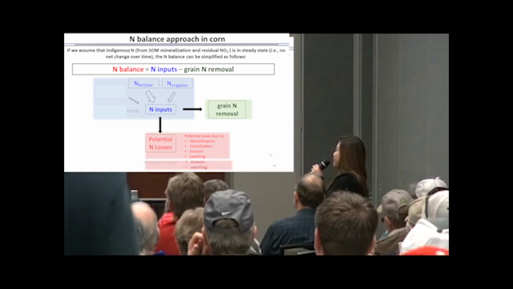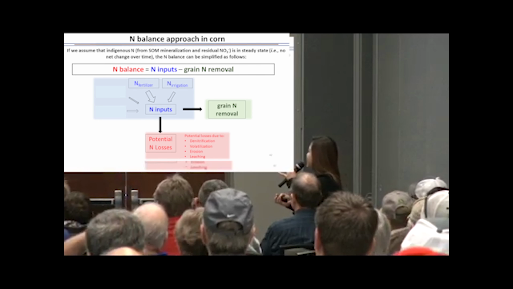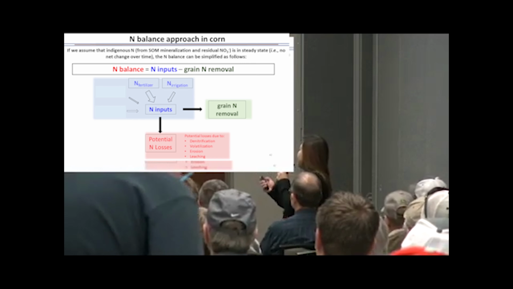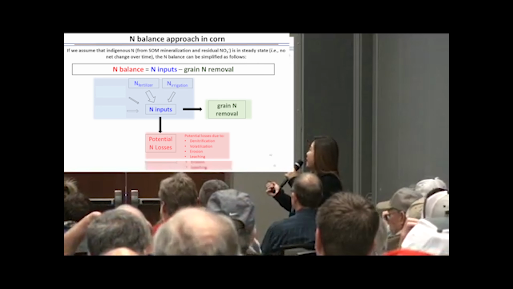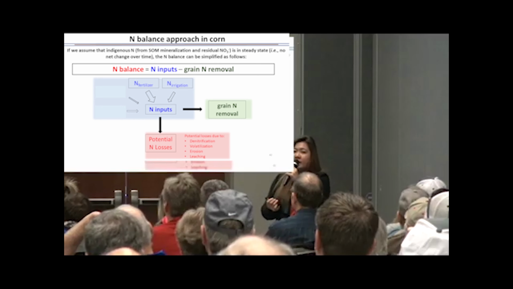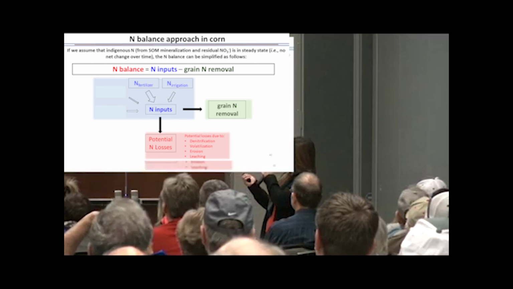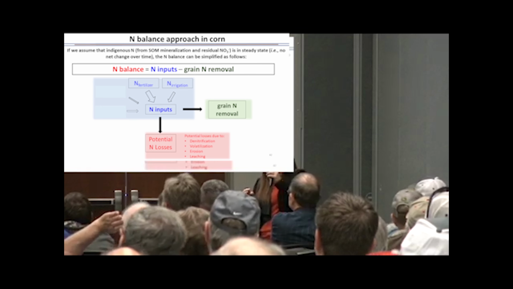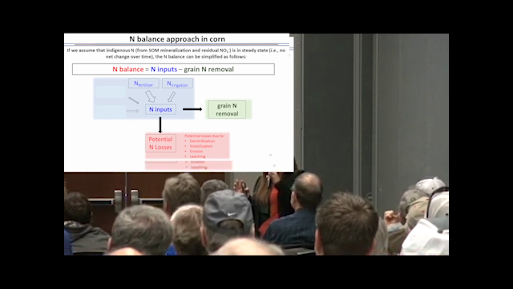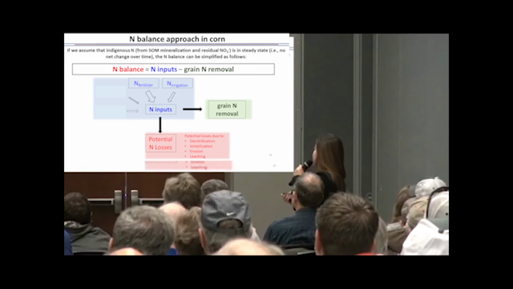So with that, our nitrogen balance could be estimated as the difference between these nitrogen inputs coming from fertilizer and irrigation minus the grain nitrogen removal. And from their difference, we can see that this nitrogen balance approach in corn is a good indicator of potential nitrogen losses to the environment.